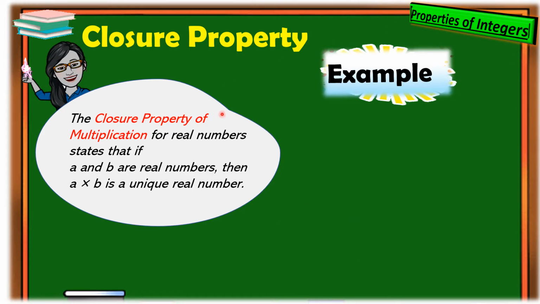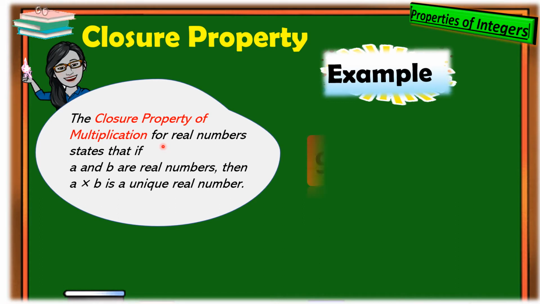The closure property of multiplication, okay, for real numbers states that if A and B are real numbers, then A times B is a unique real number. Okay? So, ito naman, closure property of multiplication. So, yung operation lang na makikita nyo ay multiplication.